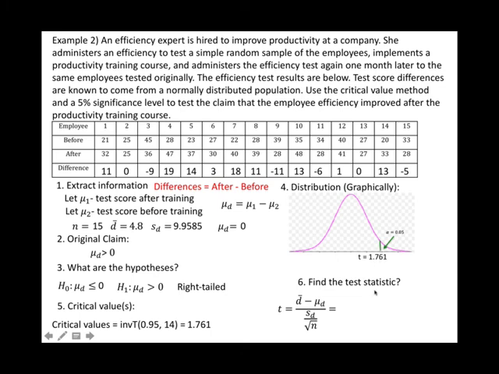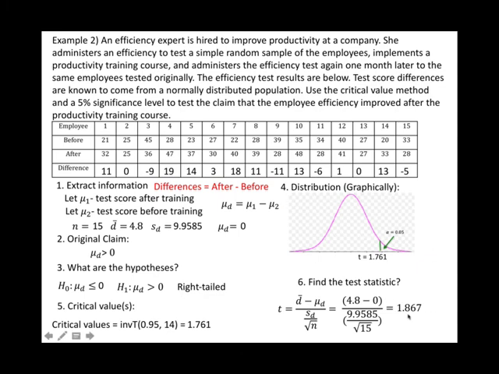Now we're going to find the test statistic. So plug in these numbers to this formula here. Okay, use your calculator to see what you get. You should get 1.867. Okay, that will be the test statistic. We are not done yet for number 4, the distribution.